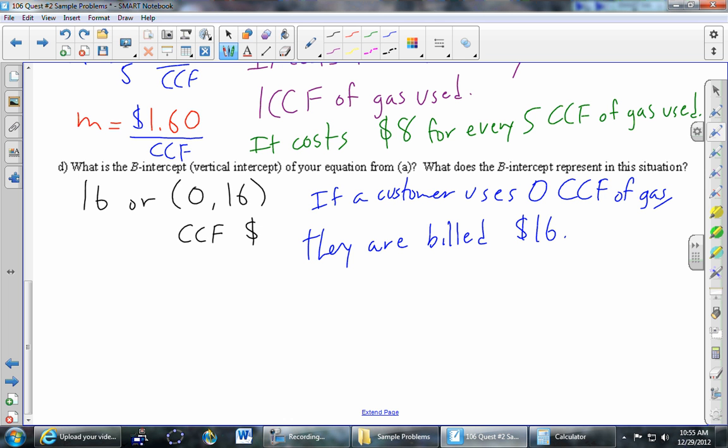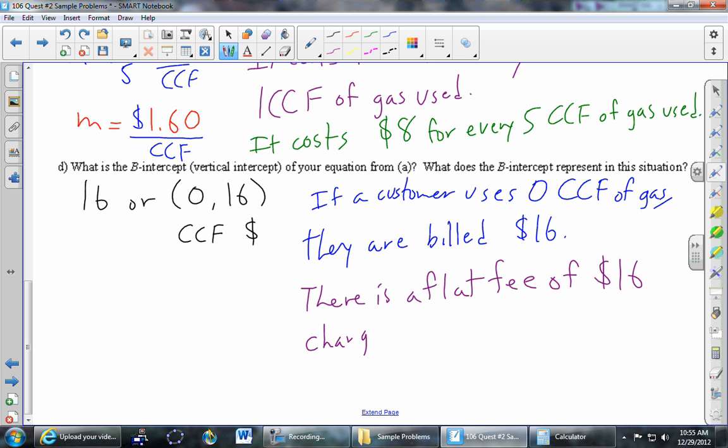$16. And maybe a little bit less awkward than that, there is a flat fee of $16 charged to every customer. Regardless of how much gas you use, you're going to pay $16 plus $1.60 per CCF.